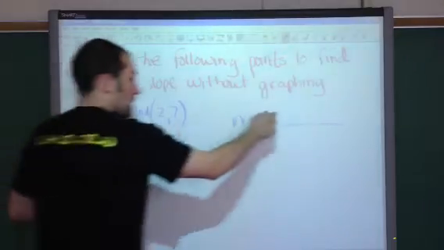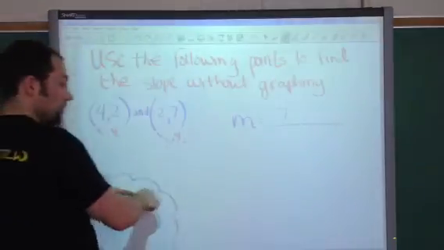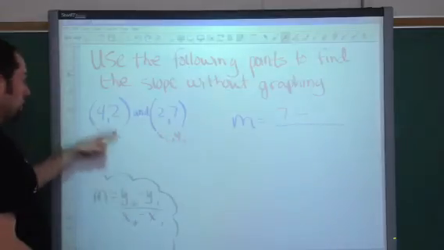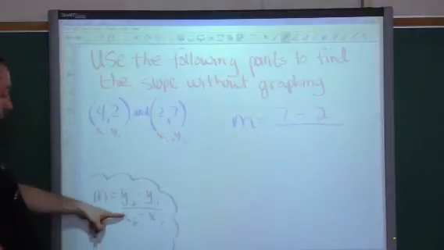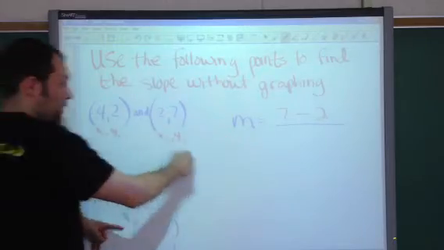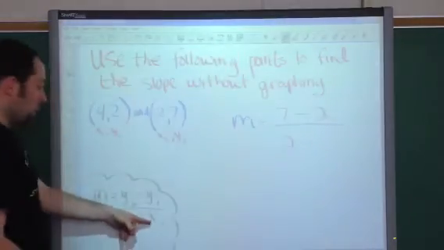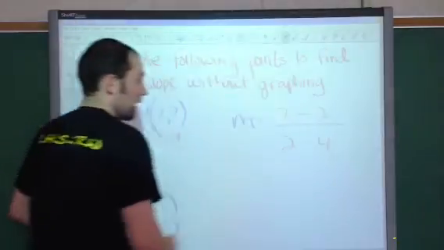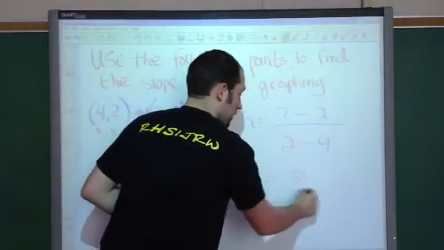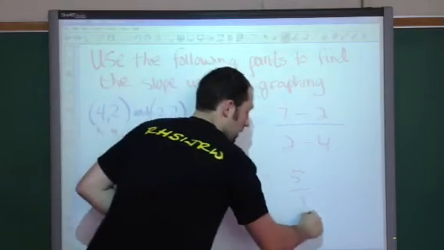Y sub 2 is 7. The symbol is always minus y sub 1, which is 2. And that is going to be over x sub 2, which is 2, minus x sub 1, which is 4. And then it's just simplifying. Well, 7 minus 2 is 5, and 2 minus 4 is negative 2.